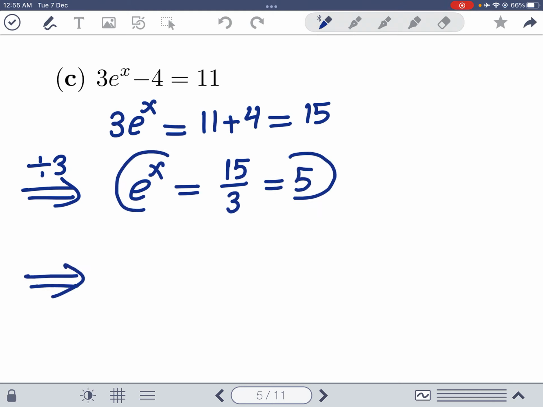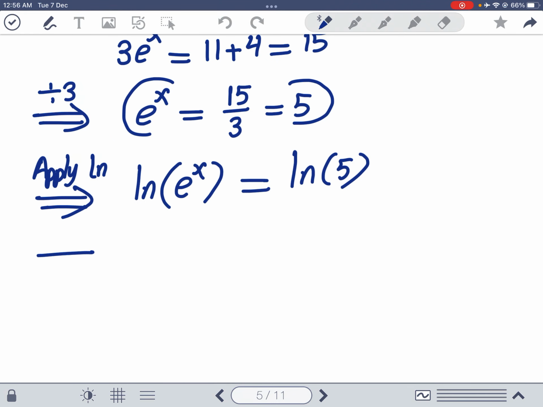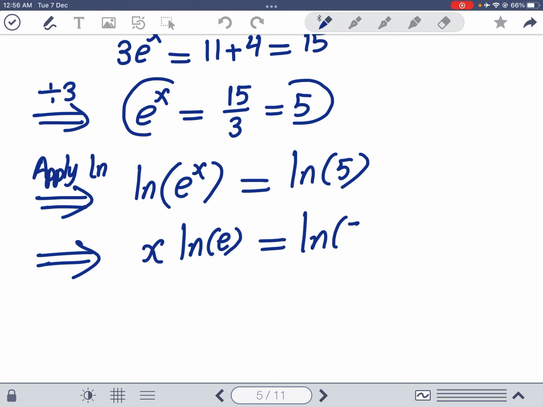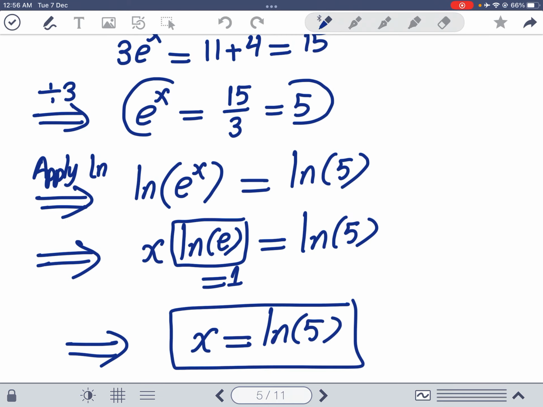Now, of course, you apply ln to get rid of e. Apply ln. So you have ln of e to the x equals ln of 5. But the x in ln of e to the x comes down, and ln of e is 1, equals ln of 5. So this here is equal to 1, and so finally x must be ln of 5. And that is our answer.